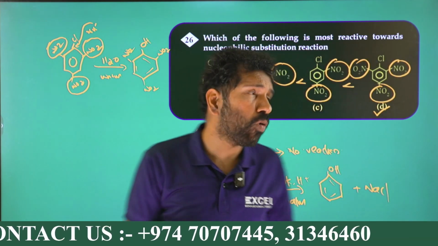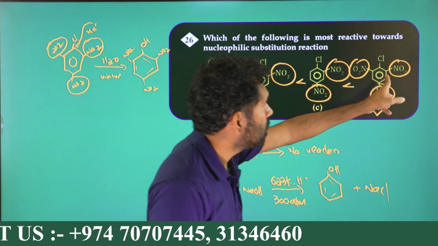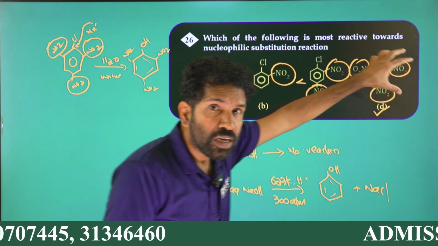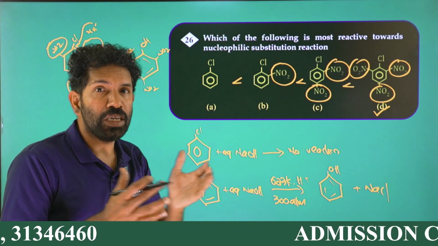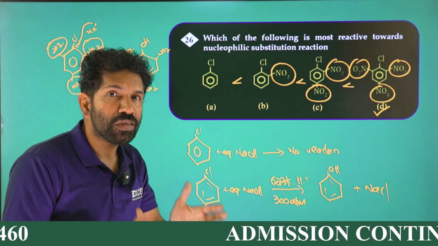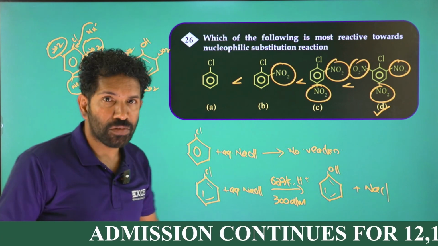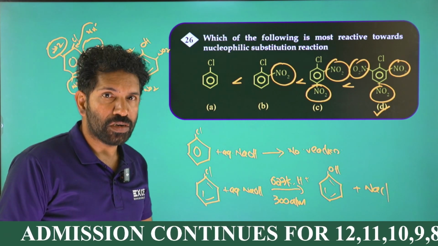So here this is the order of reactivity. We can say the more NO2 groups, the more reactive. The NO2 group is an electron withdrawing group, and that will increase the reactivity towards nucleophilic substitution reaction. So that's about the chapter. We'll be back with another chapter next day.